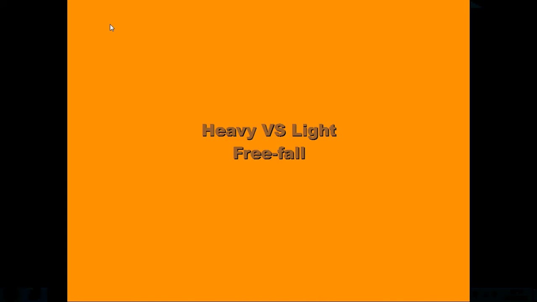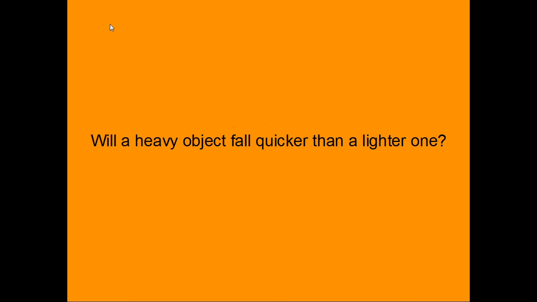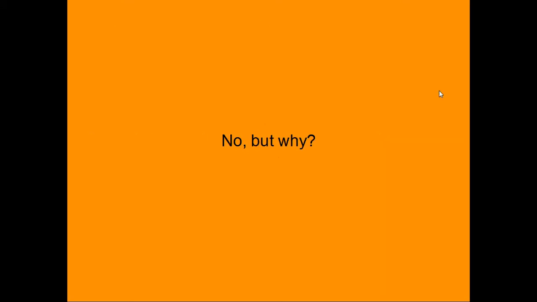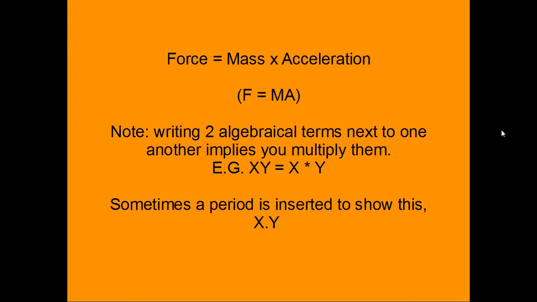Right, heavy versus light objects in freefall. Will a heavy object fall quicker than a lighter one? No. Well, the accelerating force of an object is equal to the mass times the acceleration. So if something weighed 1 kilogram and its acceleration was 5 meters per second, the force would just be 5 newtons.